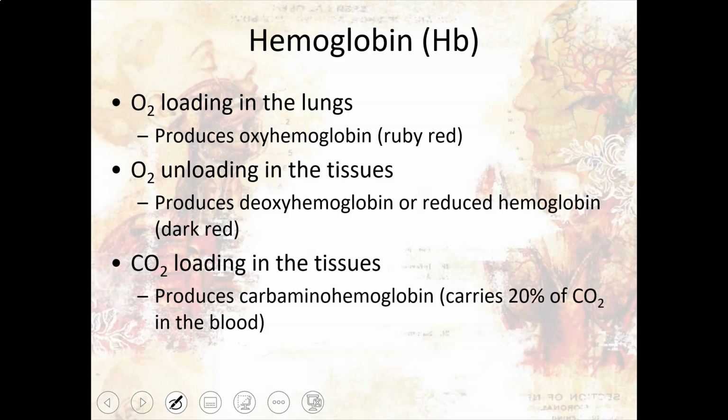Hemoglobin picks up oxygen in the lungs, oxyhemoglobin, and we drop it off in the tissues when we get deoxyhemoglobin. Oxyhemoglobin is bright red, and deoxyhemoglobin is slightly less bright red. Carbon dioxide can also bind to hemoglobin as carbaminohemoglobin. About 20% of carbon dioxide in the blood travels this way.